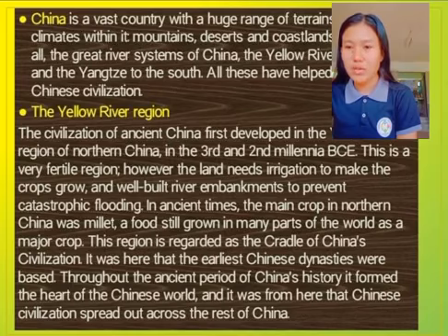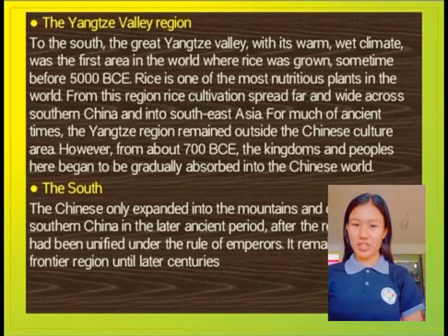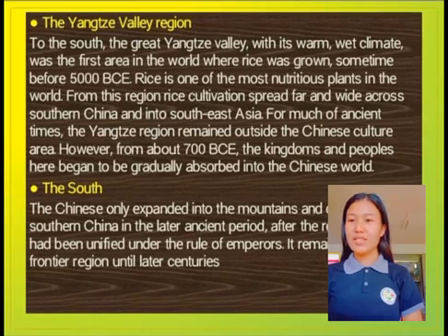Throughout the ancient period of China's history, it formed the heart of the Chinese world, and it was from here that Chinese civilization spread out across the rest of China. The Yangtze Valley region. To the south, the Great Yangtze Valley, with its warm, wet climate, was the first area in the world where rice was grown, sometime before 5000 BCE. Rice is one of the most nutritious plants in the world. From this region, rice cultivation spread far and wide across southern China and into Southeast Asia.